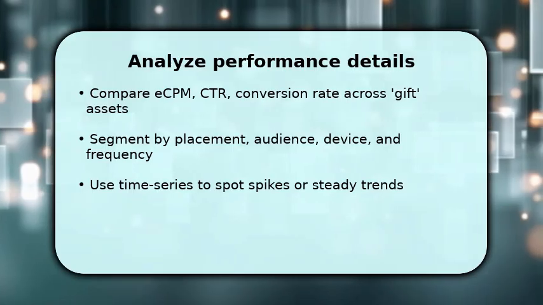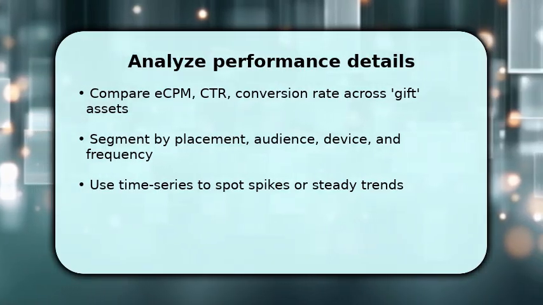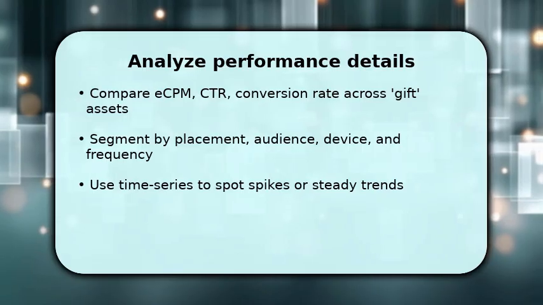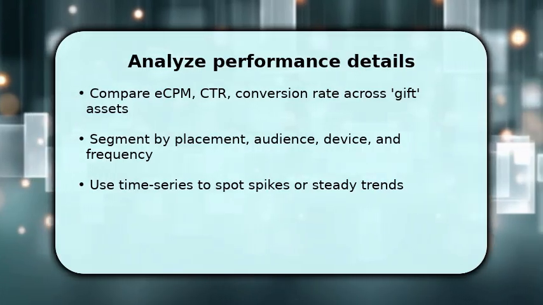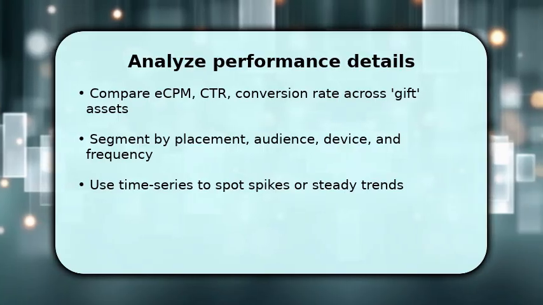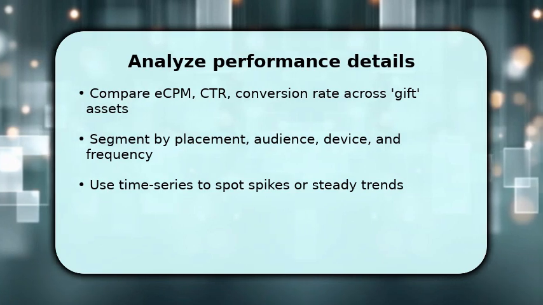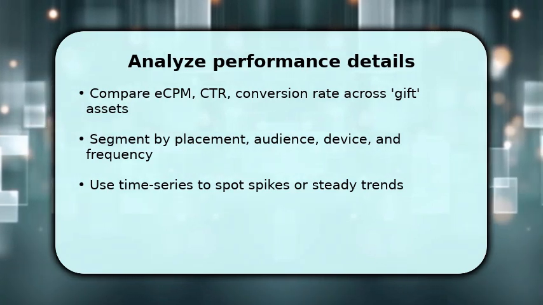Then segment results by placement, audience cohort, device type, and ad frequency to isolate where gifts perform best. Also run a time series view to detect launch spikes or gradual trends. This helps you understand if performance is persistent or one-off, so you can decide whether to scale or refine.